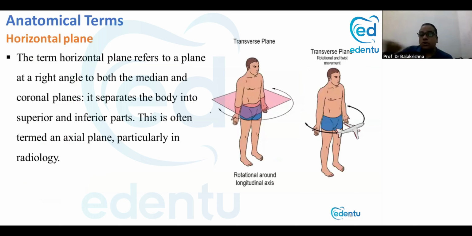Next are the horizontal planes. The term horizontal plane refers to a plane which is at right angles to both the median plane and the coronal plane. The median plane goes like this, the coronal plane comes like this, and this is horizontal to them. It separates the body into the upper part and the lower part. You can see this like an aeroplane, they have shown it. So this is your transverse plane, and it divides the superior part and the inferior part. This is often termed the axial plane also.